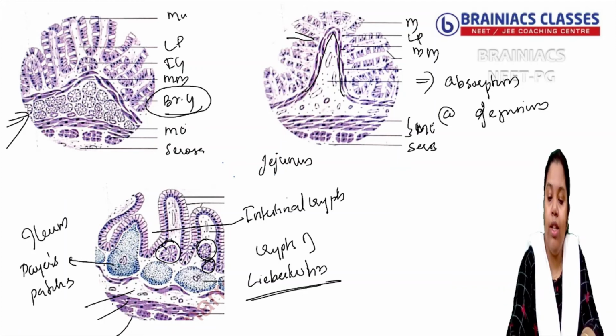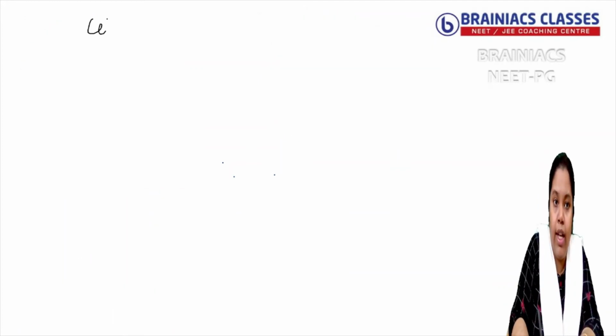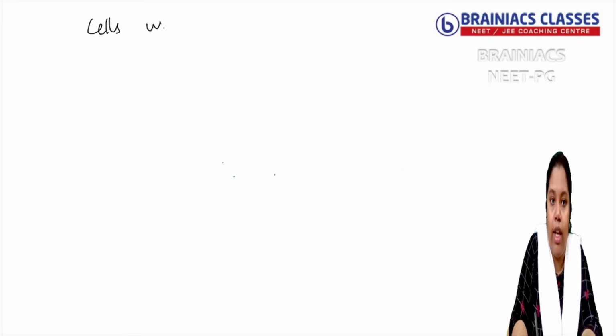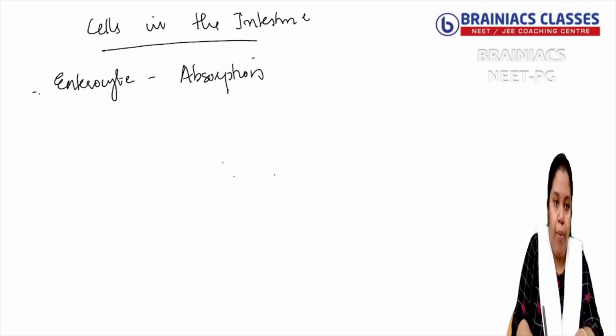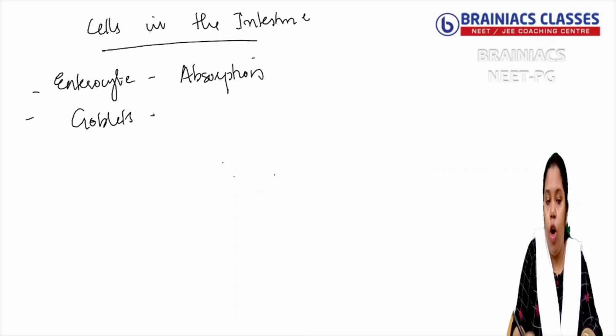Now we'll see about the cells in the intestinal glands. So the prominent cell is the enterocyte. And what's the function of the enterocyte? This cell helps in absorption. Then you have the goblet cells. You have columnar epithelium with goblet cells, and these goblet cells will do mucus secretion.